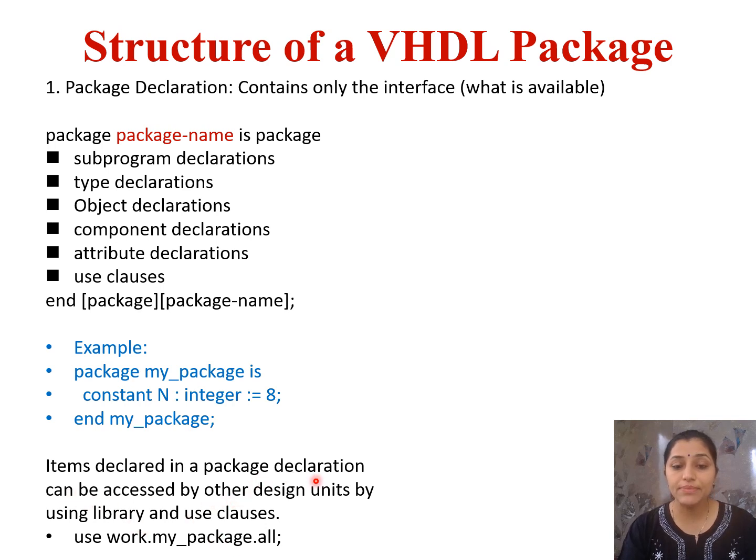Items declared in package declaration can be accessed by other design units by using library and use clause. So I need to include that package, but I cannot include a package directly. I need to associate it with some library. So: use work, which is my library, dot my_package dot all. If I include this line in my code, then I can access this integer n.